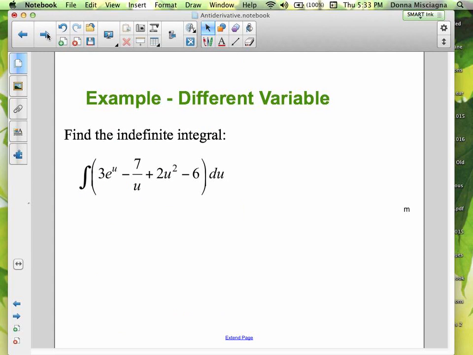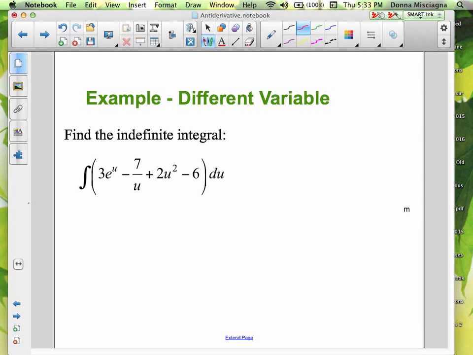Right, so different variable. So long as this variable and this variable match, we don't have any problems. All right? Doesn't matter whether it's an x, a u, a t, doesn't matter. So long as this variable, du, matches this variable, u, all is good. Okay? All is good.